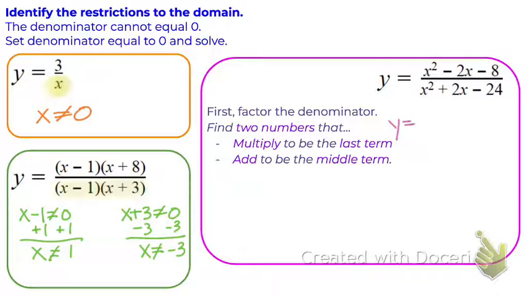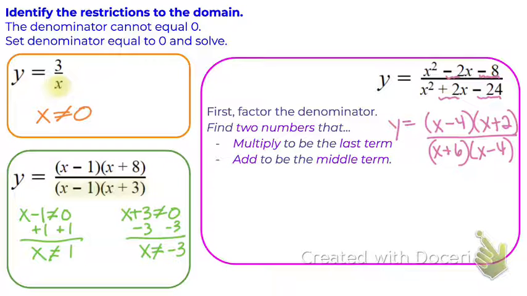Remember, with factoring, we're looking for two numbers that multiply to give us that last term and add to give us the middle term. In this case, it is negative 4, so it would be x minus 4, and positive 2. Now let's do that for the denominator as well. What two numbers multiply to give us negative 24 and add to give us 2? That would be positive 6 and negative 4.